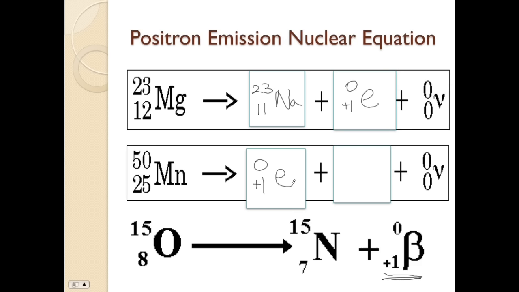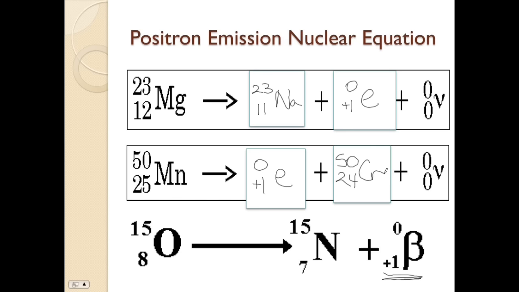So top numbers are the easy parts. 50 on the other side. On the bottom, I want to do 25 minus 1, which is 24. Atomic number 24 is chromium, Cr. There we go. So this is positron emission because it's giving off a positron, a positive particle.